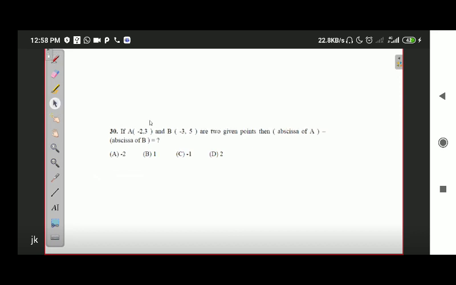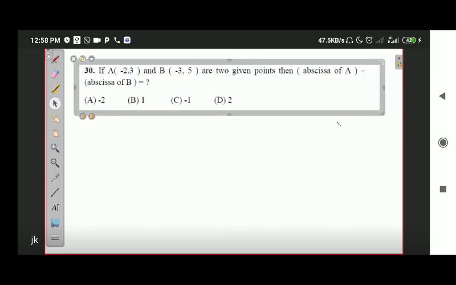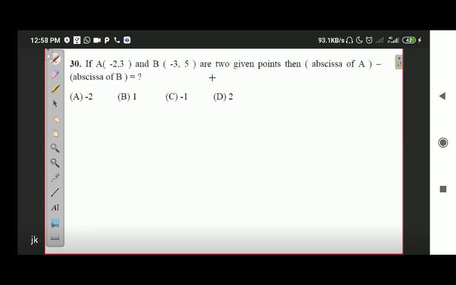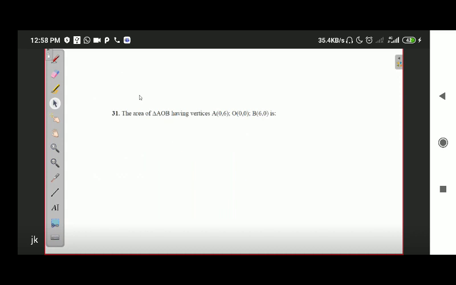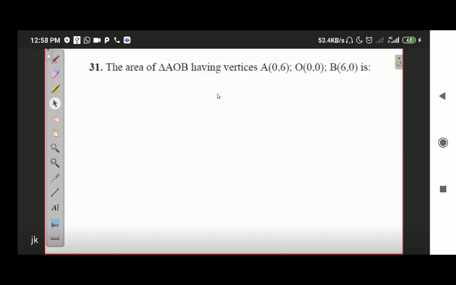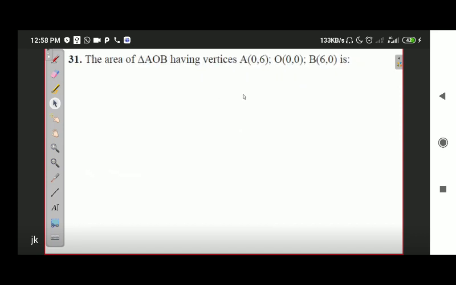Next is question number 30. If A and B are the two given points, the abscissa of A is -2 and the abscissa of B is -3. Once again, you get the answer as 1. Next is question number 31. I was requested by some of the students to explain this question properly.